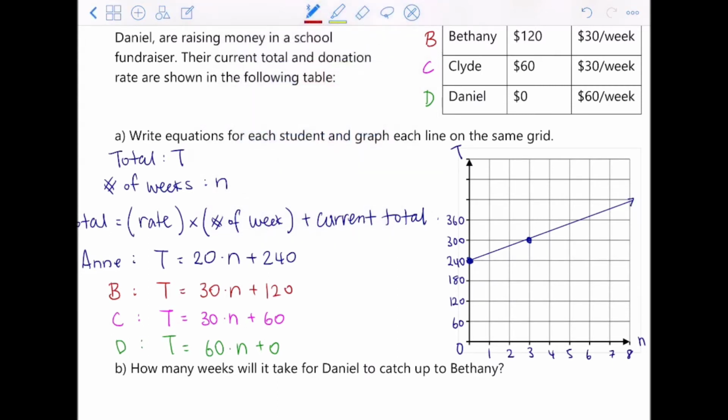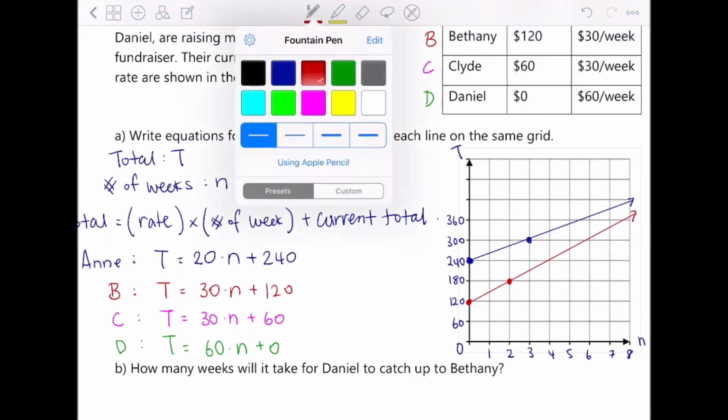For Bethany, we're starting at 120. And again, this time the rate is 30 per week. So you need 2 30s to have 60. So I'm going to go to N equal to 2 and then go up by 1 whole increment. And then we're going to connect the points. This is close enough. And that's for Bethany, and let's do Clyde.